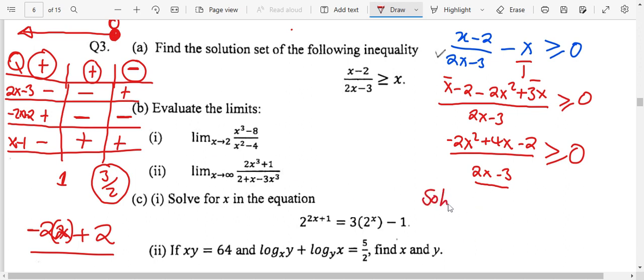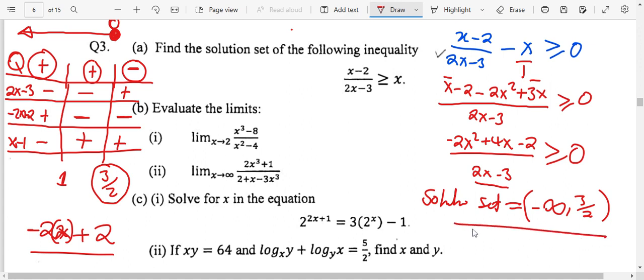So you can see that the solution set is equal to negative infinity up to what? Up to 3 over 2. And we are not supposed to include 3 over 2. So it will be like that. So that is how we're going to write it.